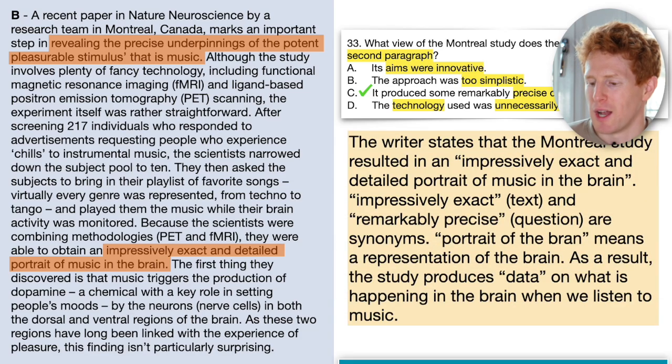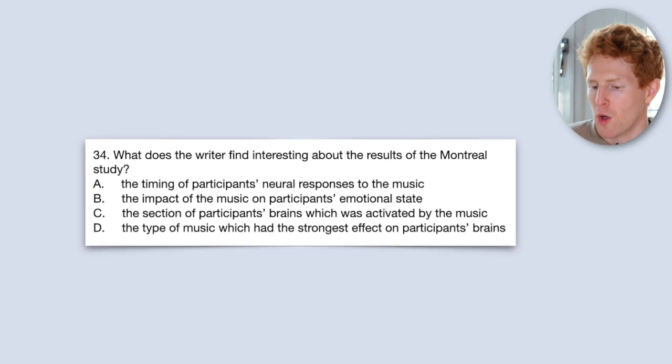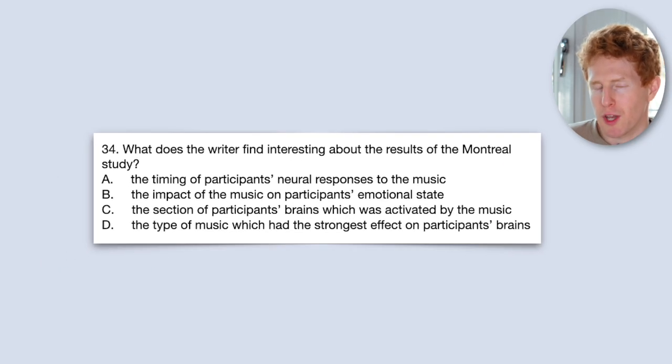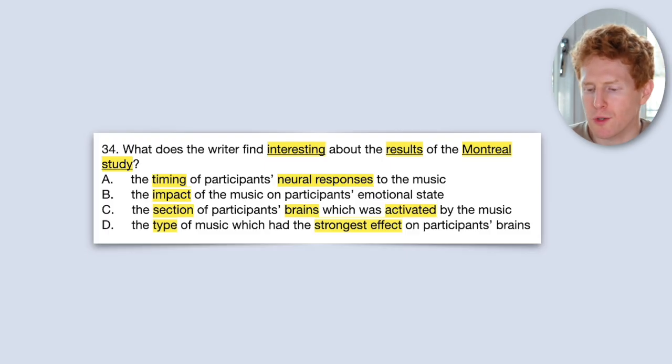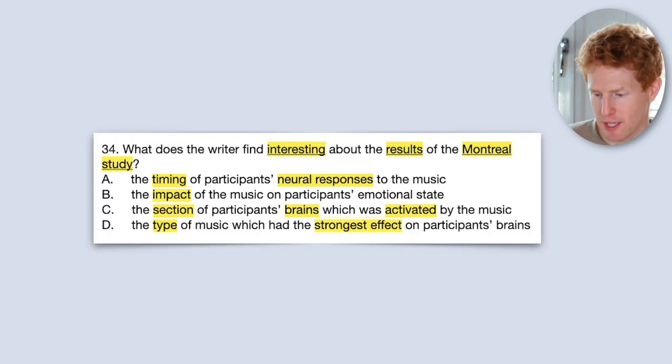Okay, let's continue on to number 34. Pause the video and choose which words you would highlight. Now, these are the phrases I would highlight. What does the writer find interesting about the results of the Montreal study? So we're still talking about the Montreal study. We're now looking at the results of that study. We've got 4 different options.